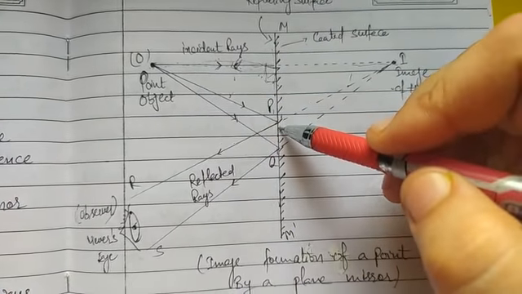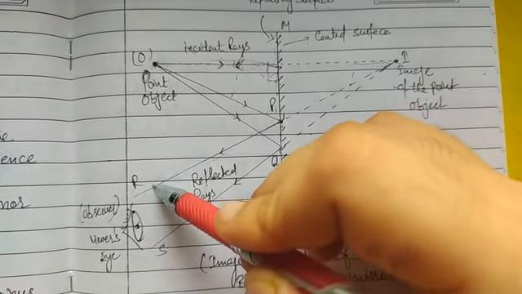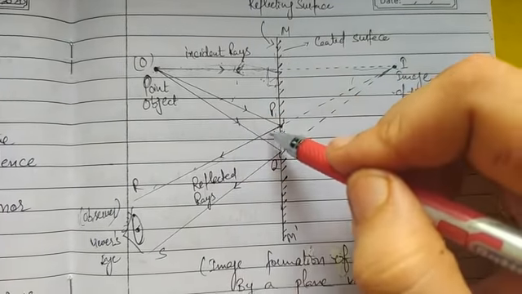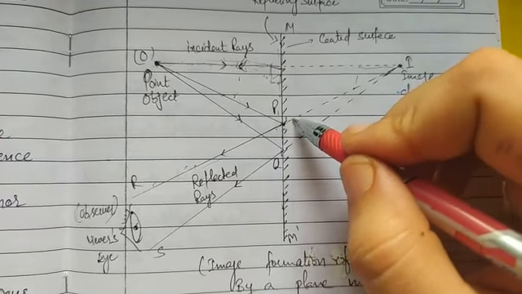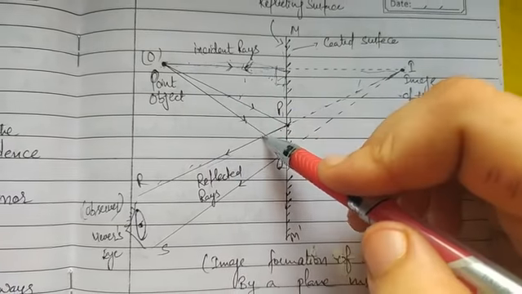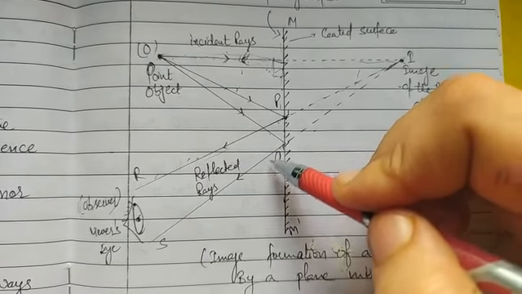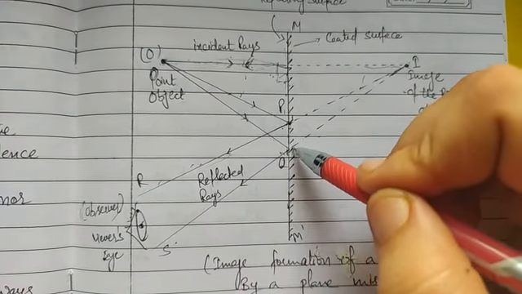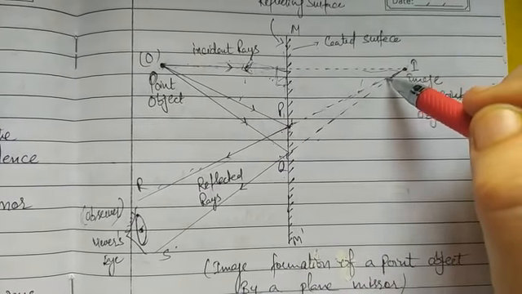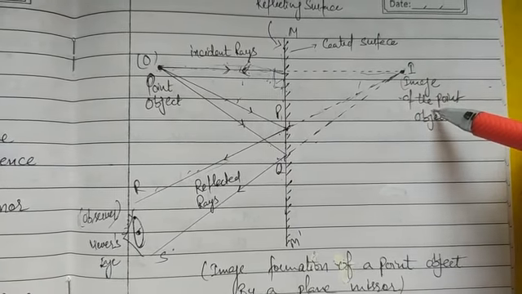When this ray hits the plane mirror, then due to reflection it will be reflected along PR. So this is the second incident ray, and this is the second reflected ray. If we extend this ray back, it will be extended like this. After that there is a third ray coming from point object O that falls on the plane mirror at point Q, and it will be reflected along QS. And if we extend all of these rays backwards, then all these rays will meet at point I. That is the image of the point object.